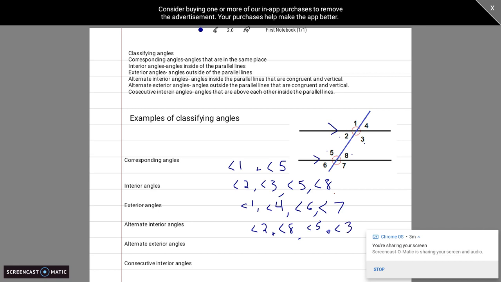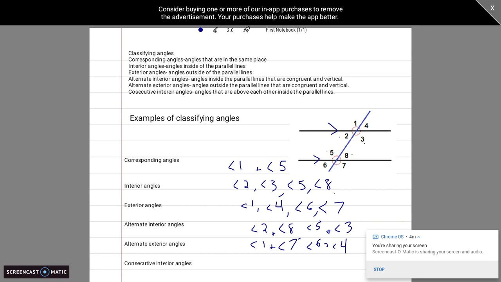Alternate exterior angles. This is the same concept, but now we're talking about the outside. If I was looking at angle 1, its alternate exterior angle would have to be angle 7, because it's on the other side of the line and it has the same measurement. So angles 6 and 4 would also have to be alternate exterior.